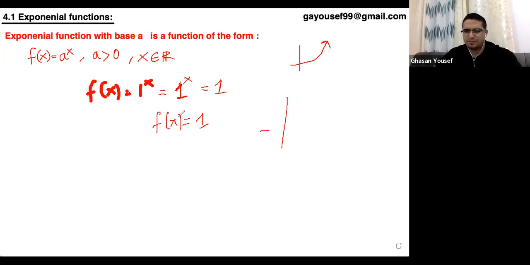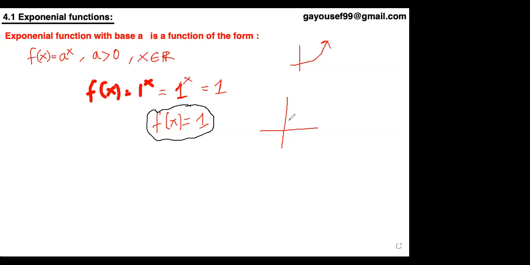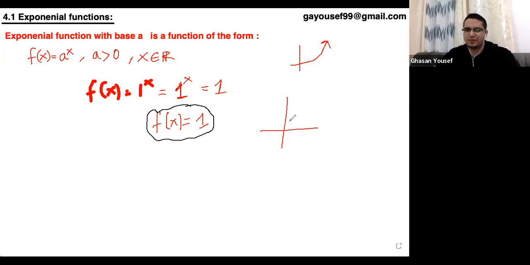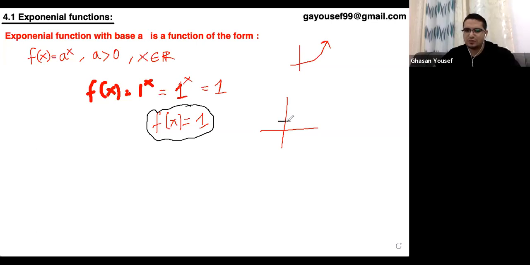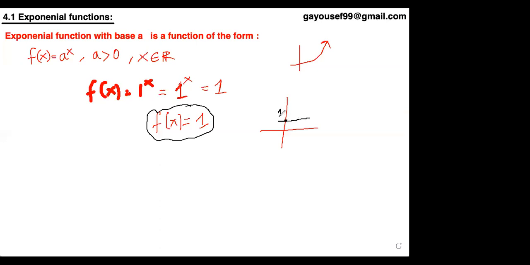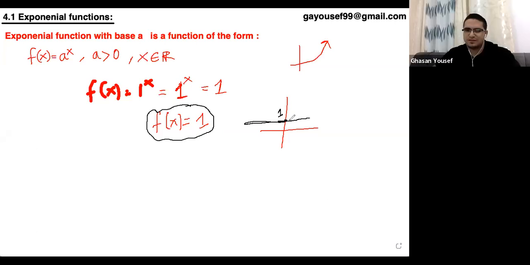How is the graph for this function? Do you know how we can graph something like f of x equal 1? Is it a vertical line? It's a horizontal line, exactly. So the horizontal line passes through which point? Crossing the y-axis at what point? At 1, exactly. So it's a horizontal line, looking like this.